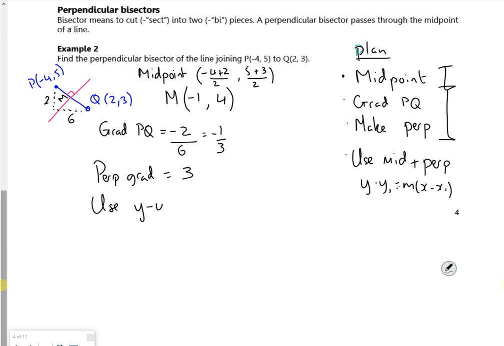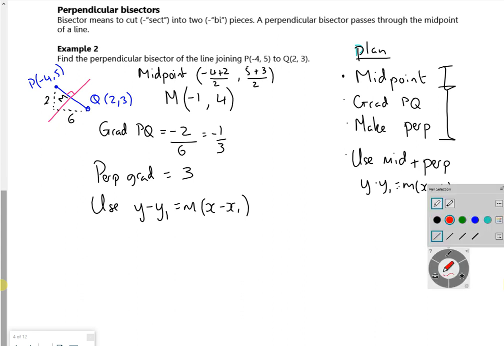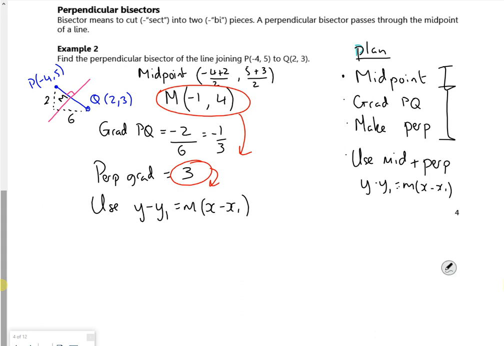That's made the equation of a line now. So I'm going to use y minus y1 equals m times x minus x1, with that coordinate and that gradient. So both of them are going in. Not y equals mx plus c, we're getting away from that. So it's going to be y minus 4 is 3 lots of x minus minus 1, so plus 1. So there we go, I've got the equation of the perpendicular bisector. I don't need to expand the brackets or rearrange it, as it doesn't tell me to put it in an alternative form, so I stop there and it's done.